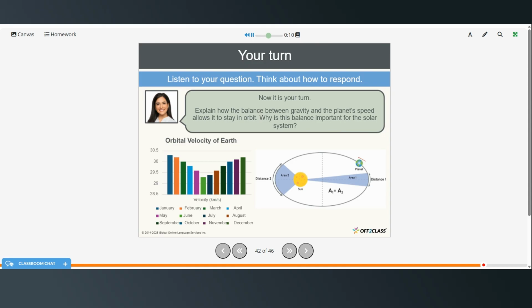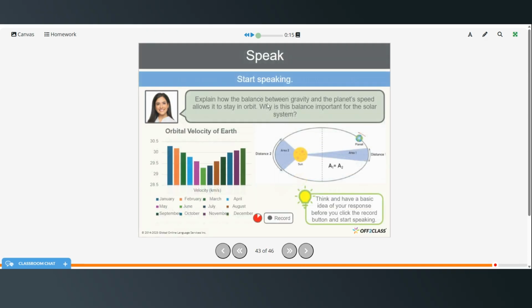Now it's your turn. In a moment, the teacher will ask you how the distance between a planet and the Sun changes as it moves in its orbit. Think about it. Now it is your turn. Explain how the balance between gravity and the planet's speed allows it to stay in orbit. Why is this balance important for the solar system?